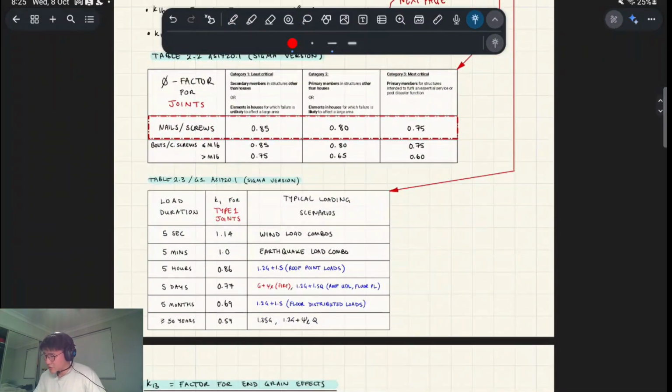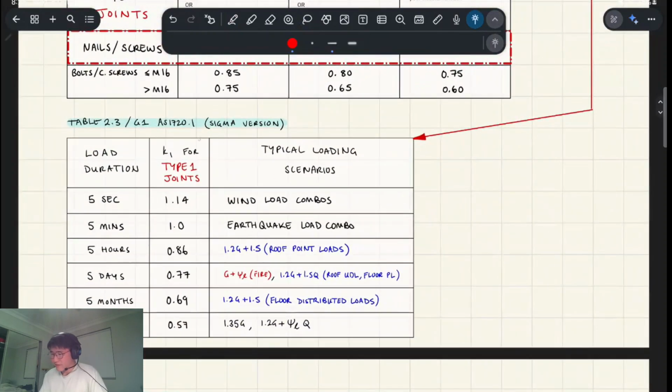The next one is the load duration factor, which is also different to the last one that you saw, because it's the same table, but if you remember what the table looks like, it's a different column of the table, right?